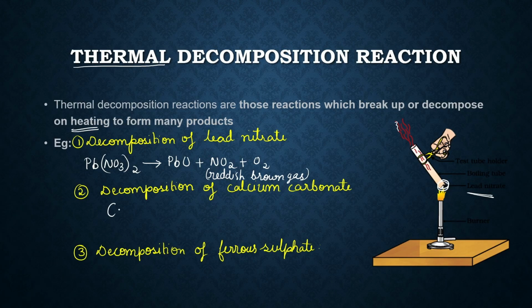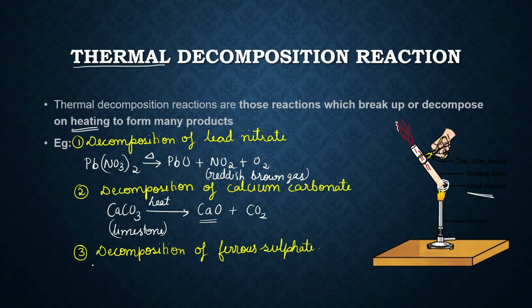Calcium carbonate, CaCO3. On heating, you have to write the symbol or you can write heat. Both are fine. Heat also means the same. On decomposition of calcium carbonate, on heating calcium carbonate, you will get calcium oxide and carbon dioxide. This calcium carbonate is limestone, and you already know that calcium oxide is nothing but quicklime.